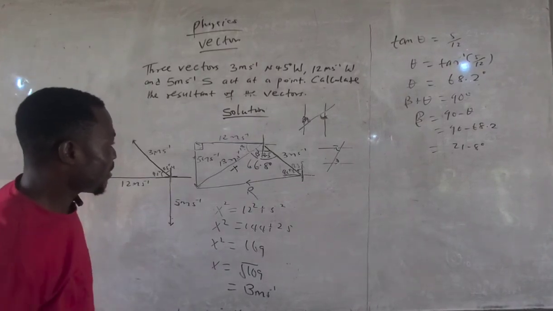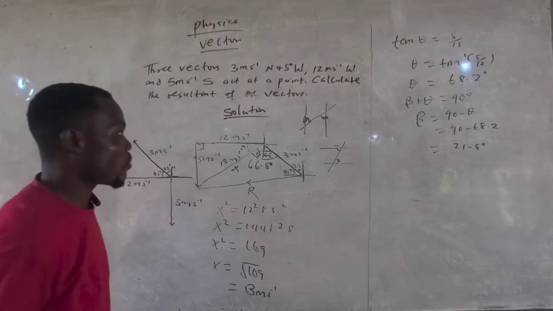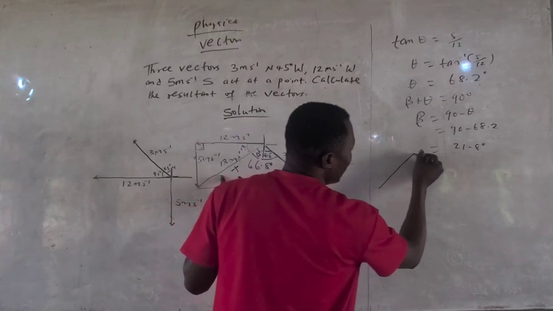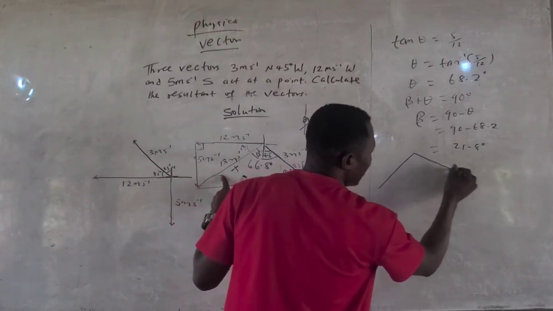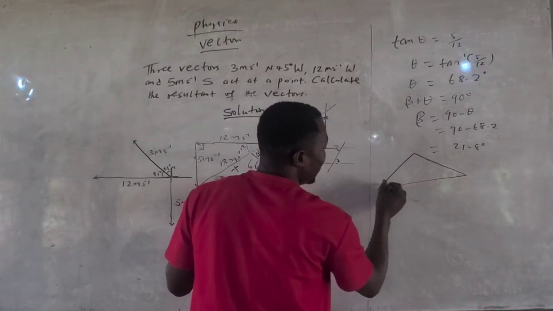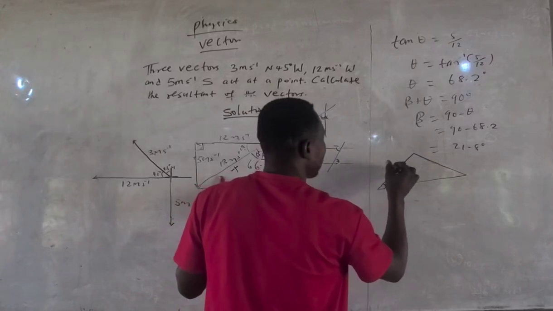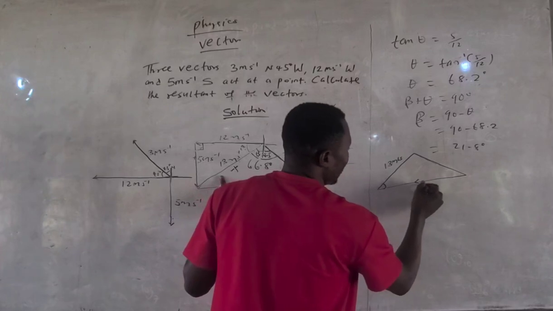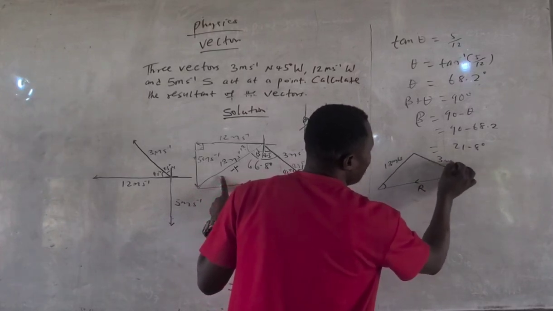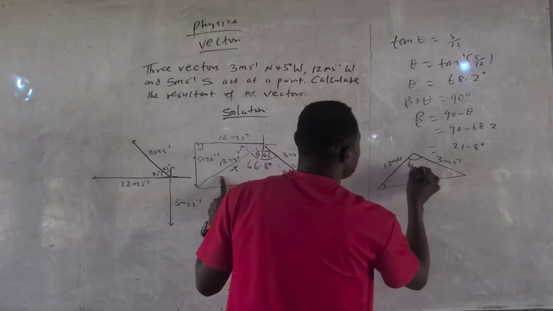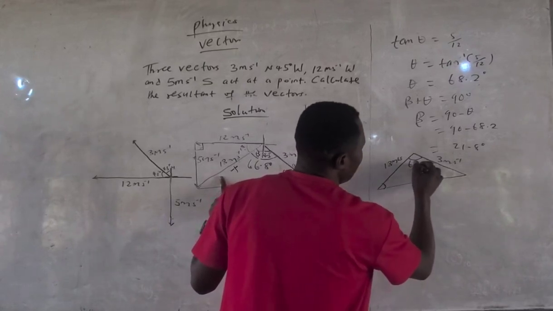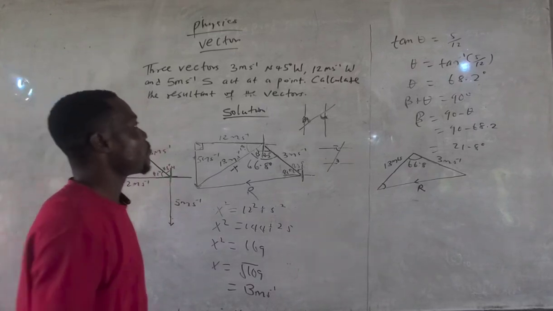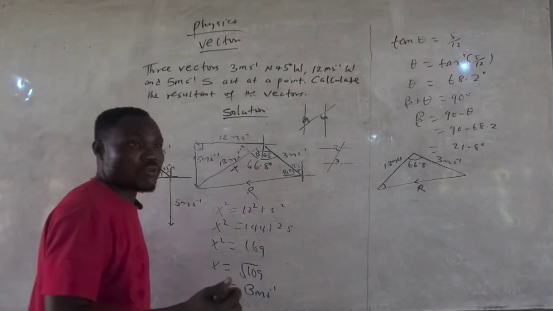Now let's apply the cosine rule. If I bring out this triangle here, we have something like this. Here, this is 13 that we calculated, this is the R we are looking for, and this is 3 meters per second. Now this angle is 66.8 degrees. So recall the cosine rule.